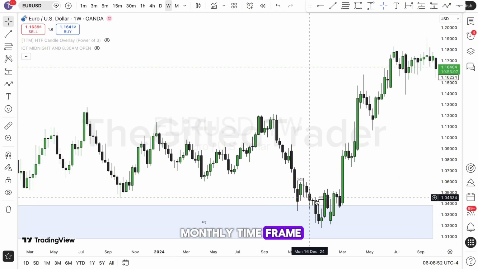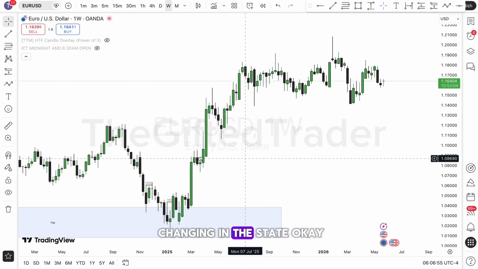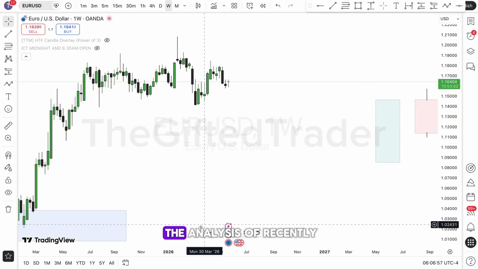So this is the monthly time frame. You can see it changing in state. Okay, like now this is the analysis of recently.